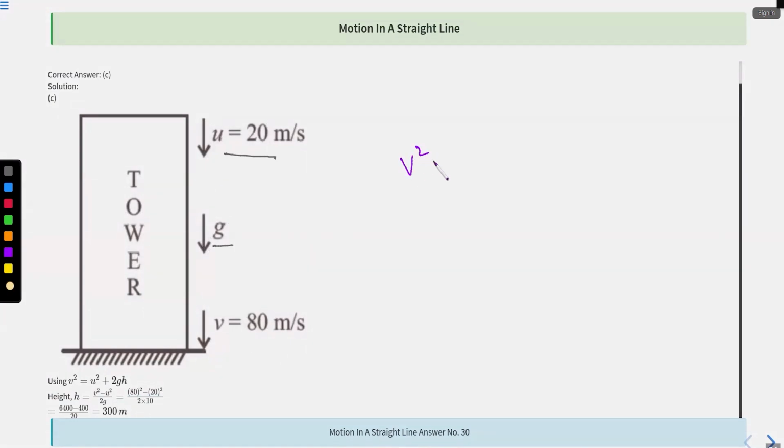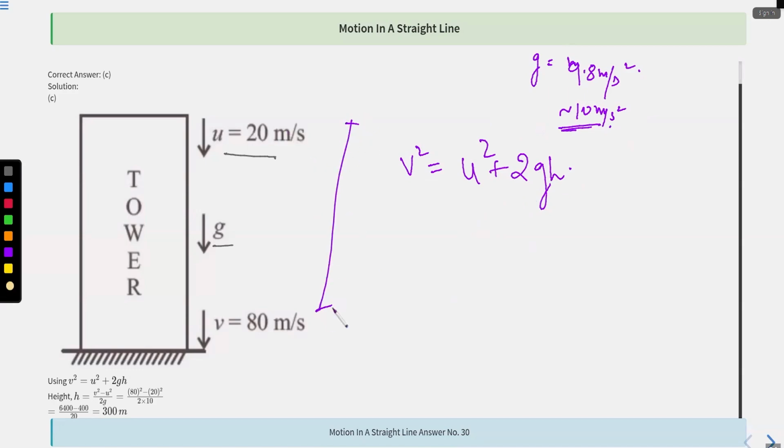okay? So V square is equals to U square plus 2gh. Why will it be 2gh? It is because when a particular body is falling down, the acceleration due to gravity is 9.8 meter per second square. Everybody knows this thing. Approximately it's 10 meter per second square, right? Correct? So that's why acceleration over here is g. And the distance traveled is basically the height of the tower, right? So that is h.